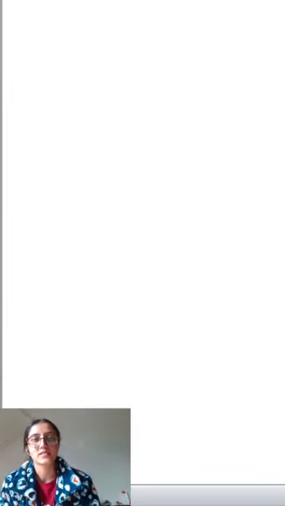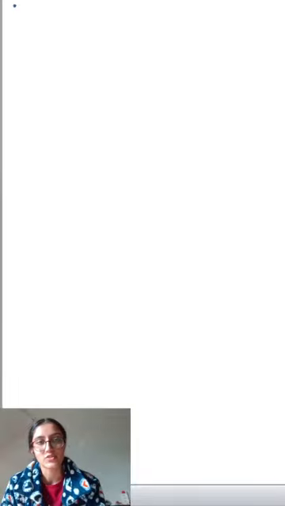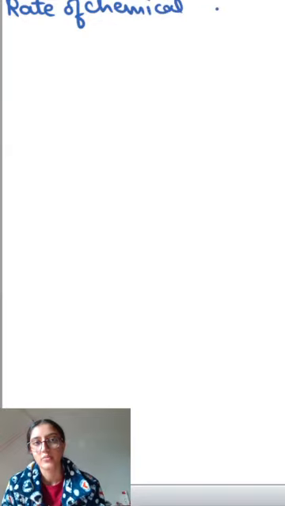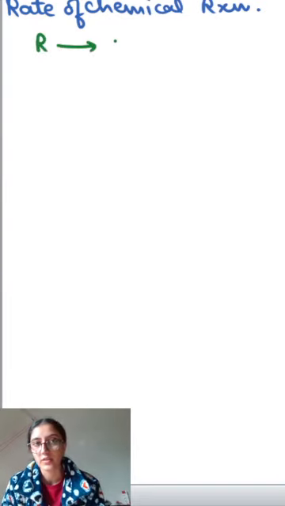So, as we are discussing important concepts of chemistry for class 12, I would like to introduce another concept which is related to the rate of a chemical reaction. Now, we all know any chemical reaction involves the conversion of reactants to the products.